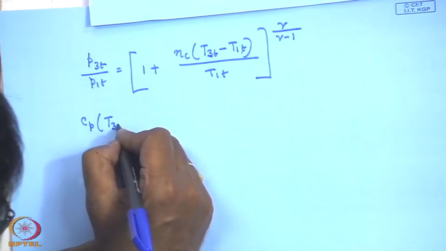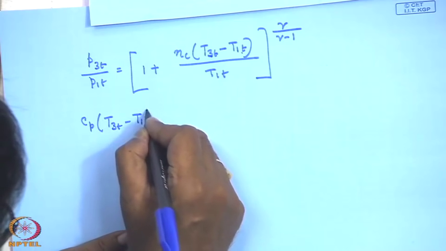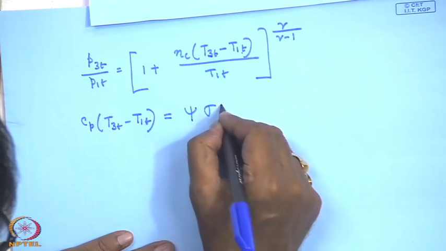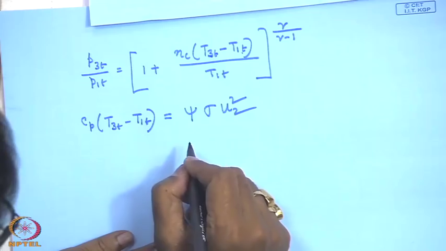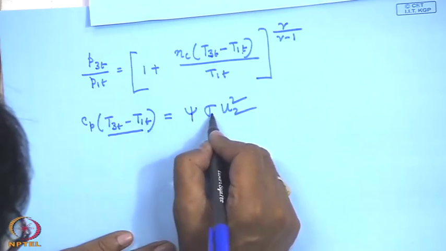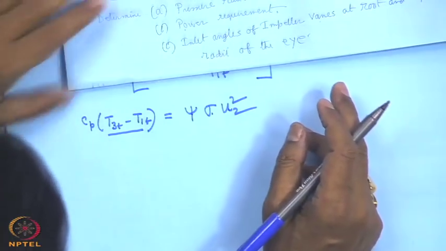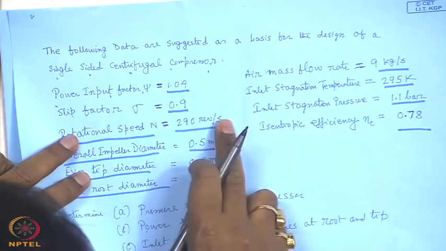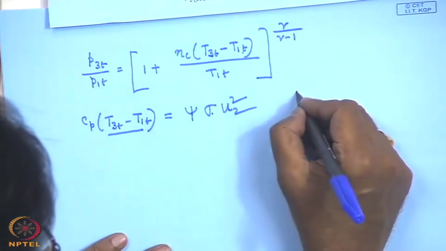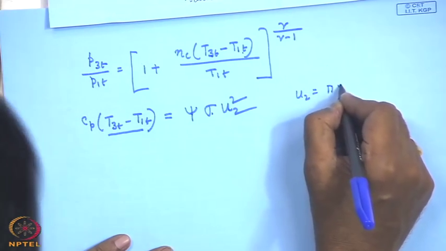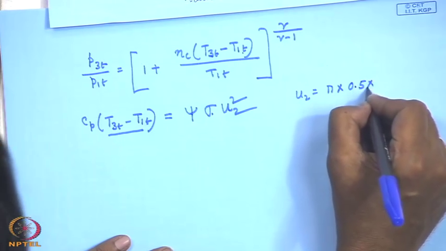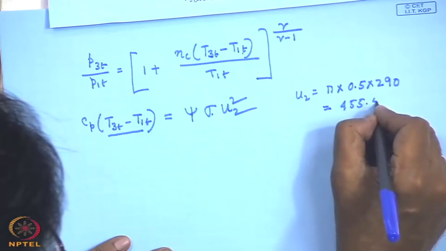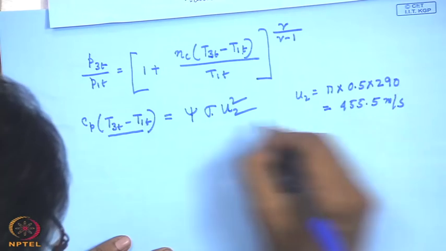Again, the same formula we know: the work done on the fluid per unit mass, or the energy added to the fluid per unit mass, is psi, power input factor, sigma, u2 square. Now, this can be found out provided psi, sigma and u2 square are given. What is given in the problem? The problem gives rotational speed, 290 revolutions per second, and overall impeller diameter 0.5. So U2 is equal to pi into the overall diameter 0.5 into 290, the rotational speed. That means the tangential speed is 455.5 meter per second. That means U2 is known.